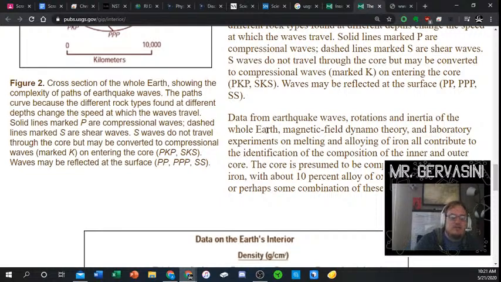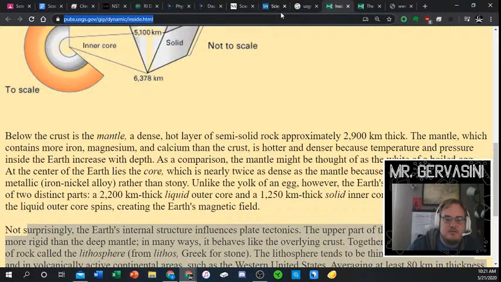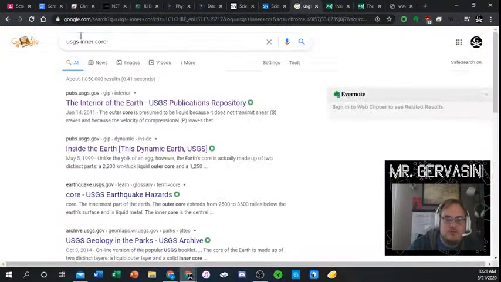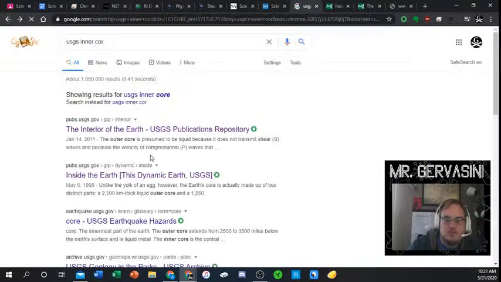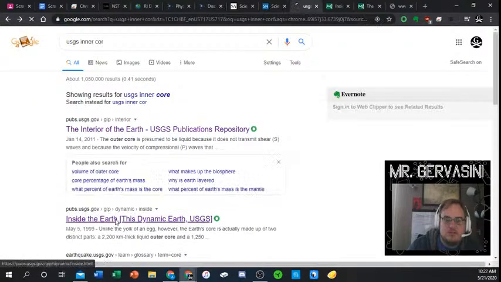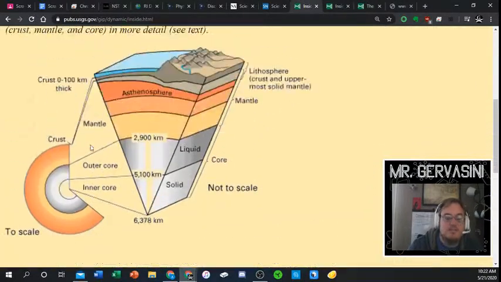Depth is surface towards the inner core. Do not give me the thickness. Give me the depth. So, this website, if I Google USGS inner core, I think it's the first one. Nope. The second one gives me this diagram that I can use and cite the depth.